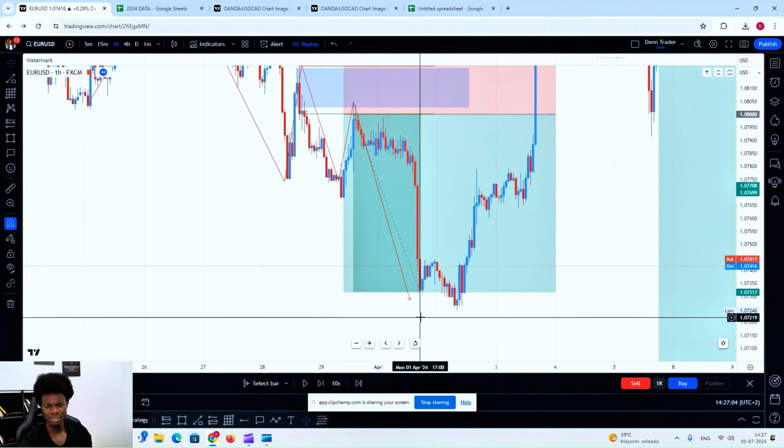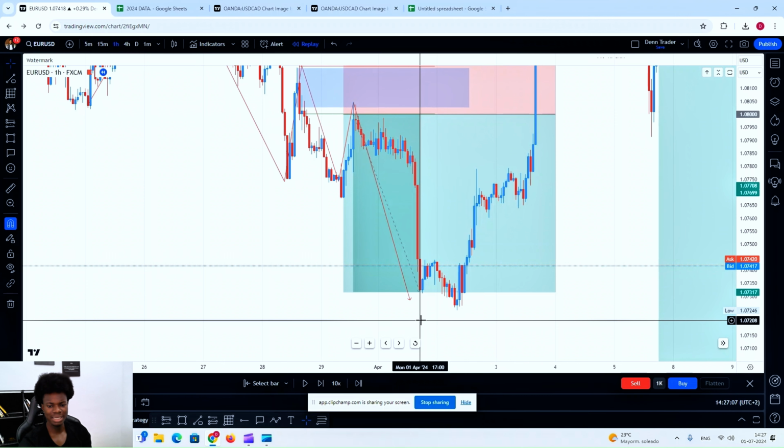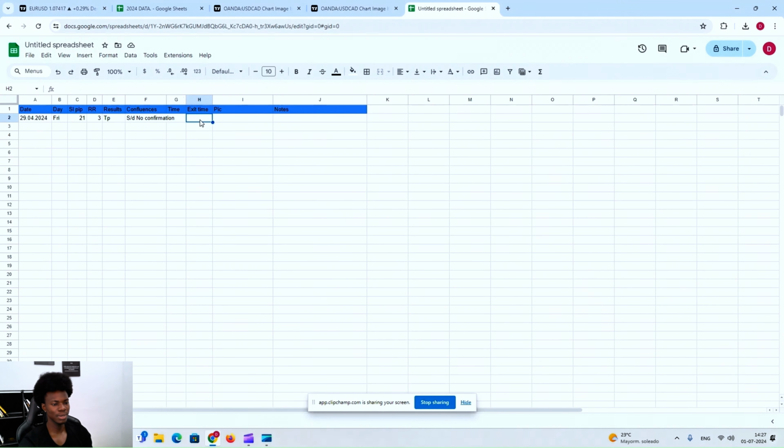So it got tapped in. Well, we went to TP the next day on Monday, which was 17 o'clock. I'm just gonna put this right here, 17, Monday, so you can keep track of this. Is it worth it to hold trades over the weekend? Yes or no? Journaling will definitely answer those questions for you.